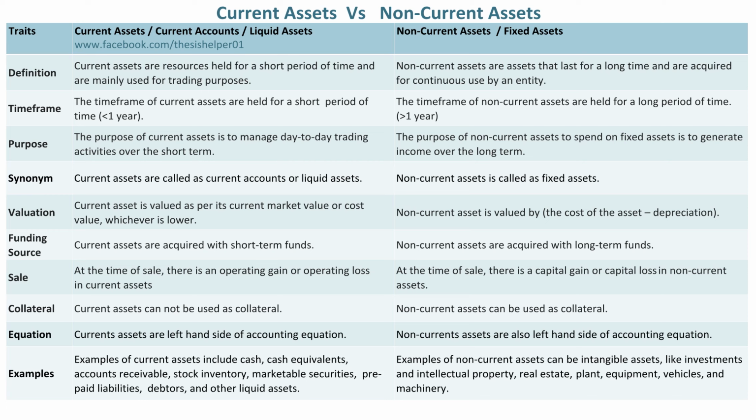Examples of current assets include cash, cash equivalents, accounts receivable, stock inventory, marketable securities, prepaid liabilities, debtors, and other liquid assets. Whereas, examples of non-current assets can be intangible assets, like investments and intellectual property, real estate, plant, equipment, vehicles and machinery.